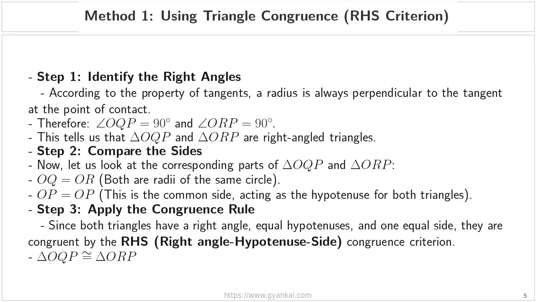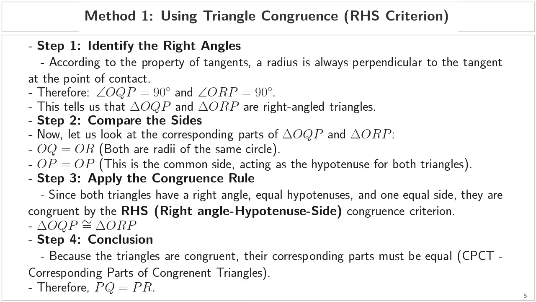congruence criterion. Finally, in step 4, we reach our conclusion. Since we have proven that these two triangles are identical in shape and size, all of their corresponding parts must be equal. We call this CPCT, or corresponding parts of congruent triangles. Because of this, the length of side PQ must be exactly equal to the length of side PR.